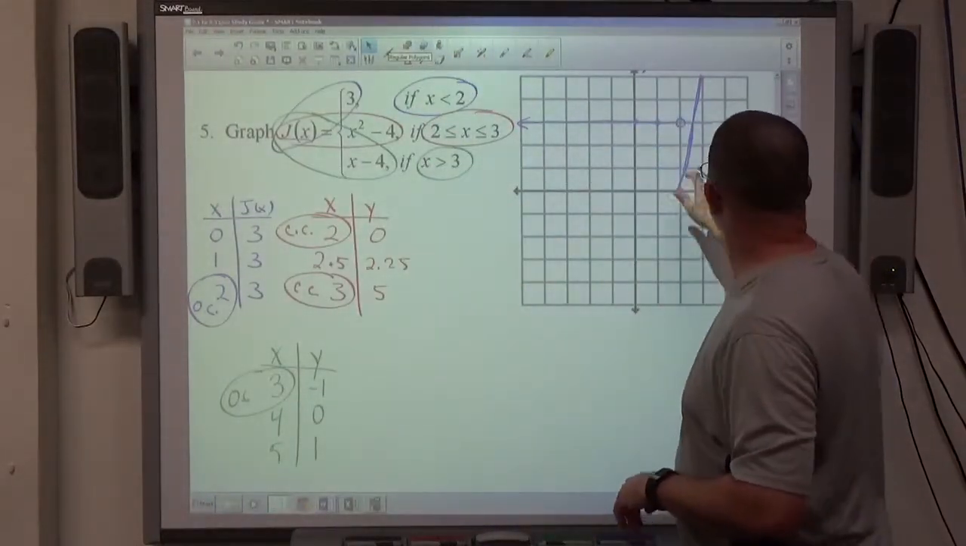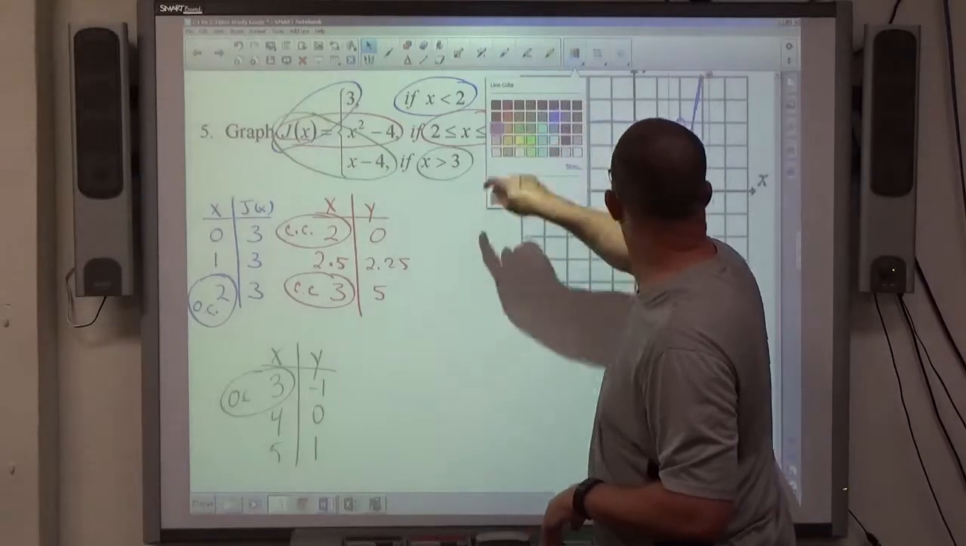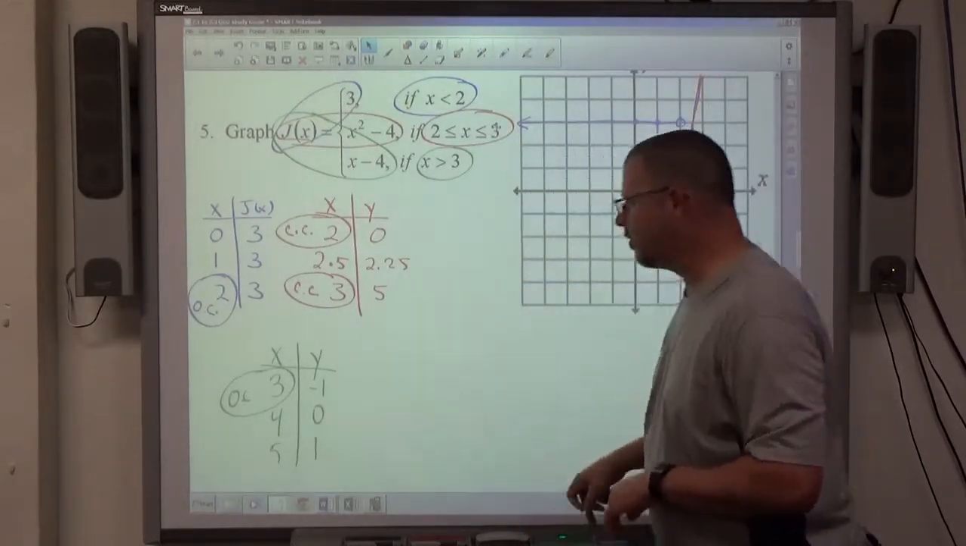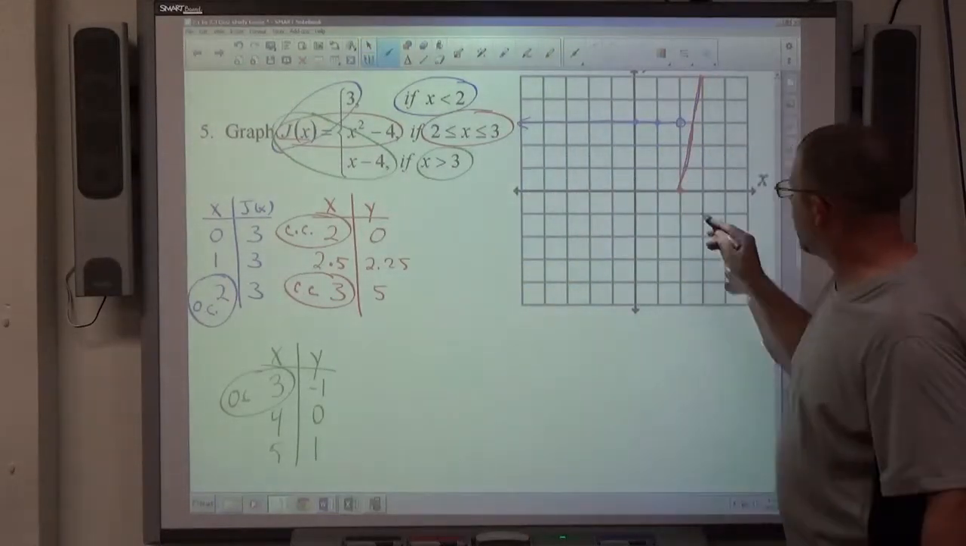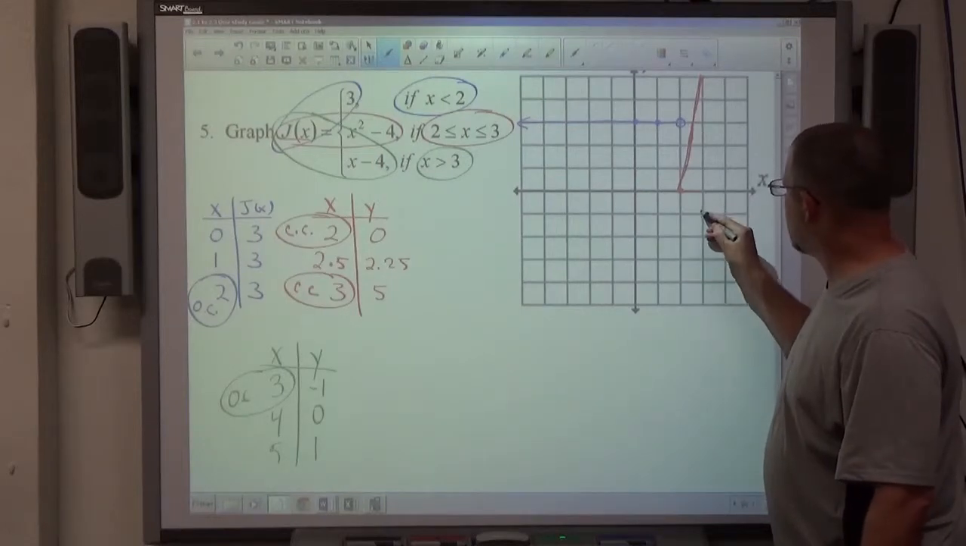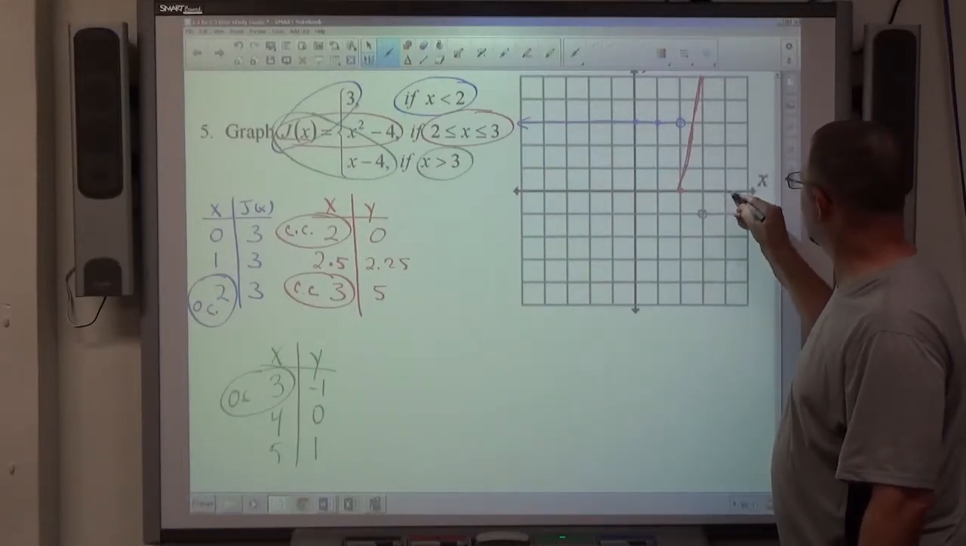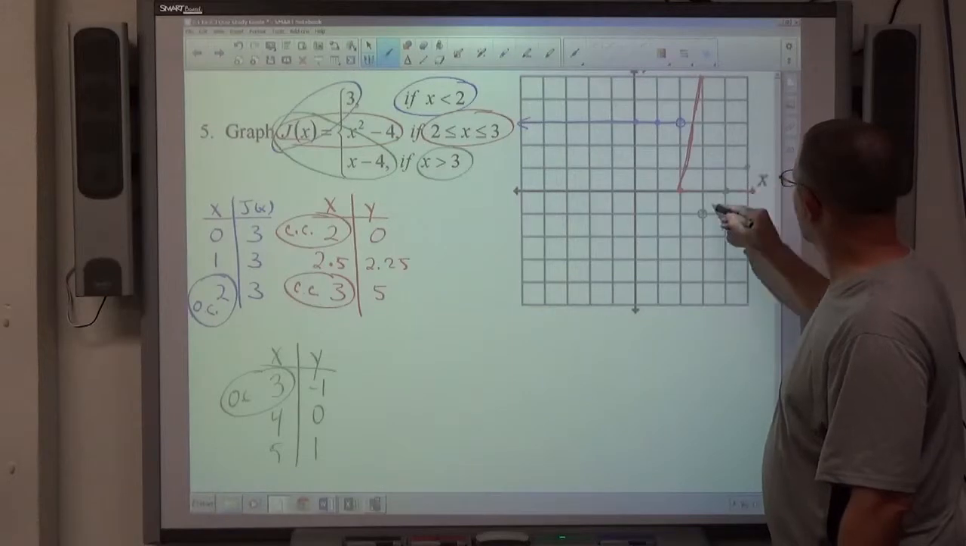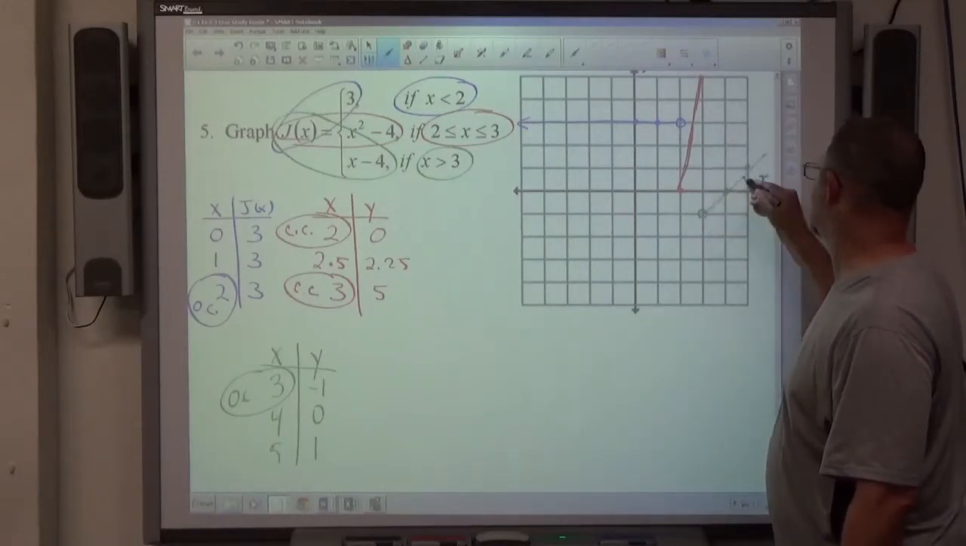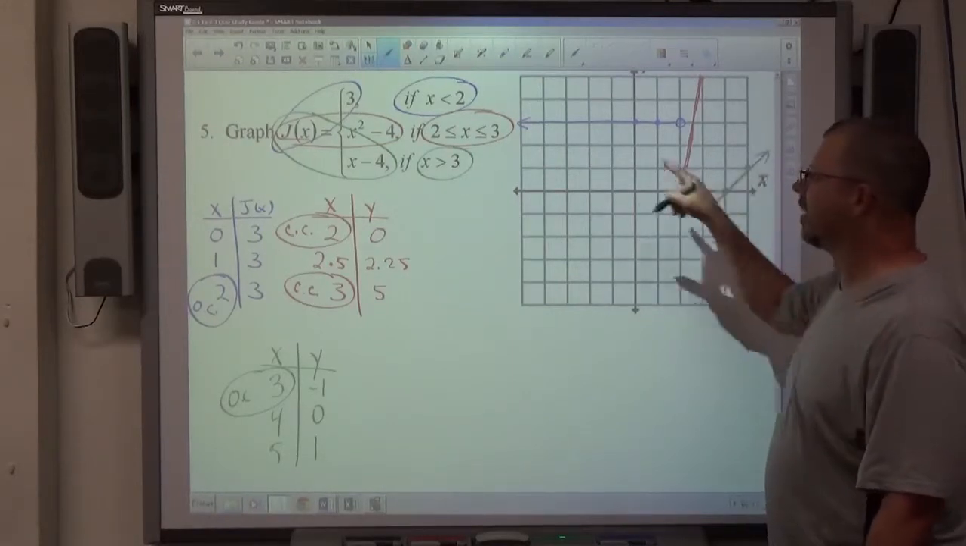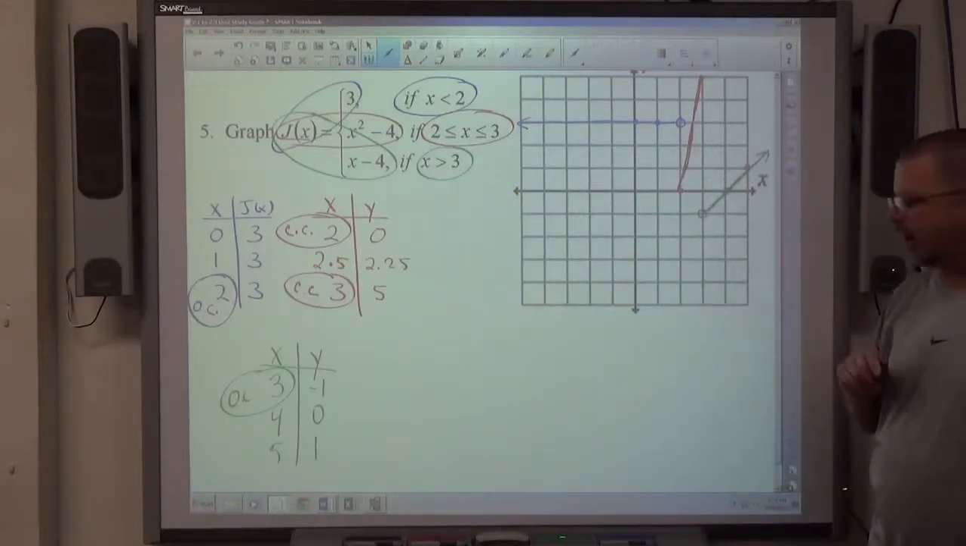And then finally, we've got our green piece. (3, -1) is our starting point, open circle. I've got (4, 0), closed circle, (5, 1), closed circle, and that makes this piece here. Notice the function is a linear function. Notice it's making a straight line.